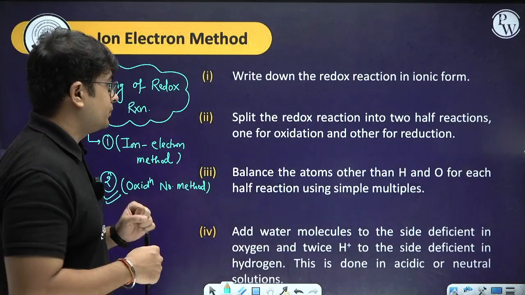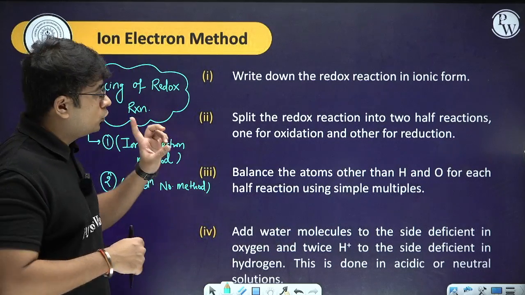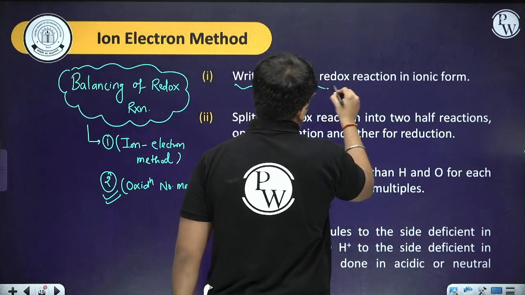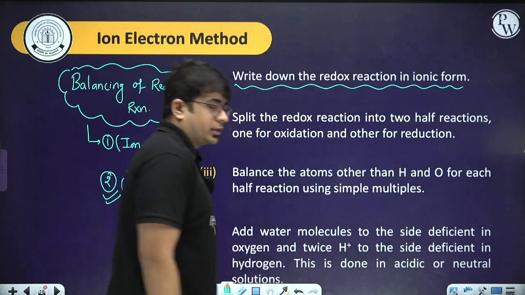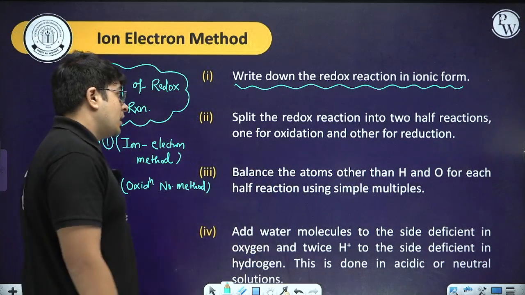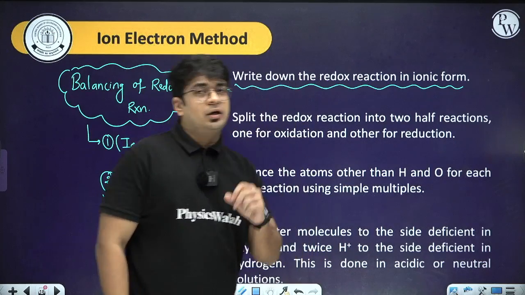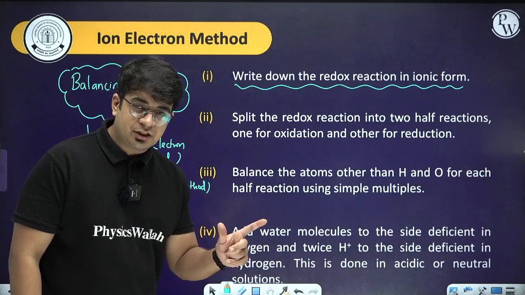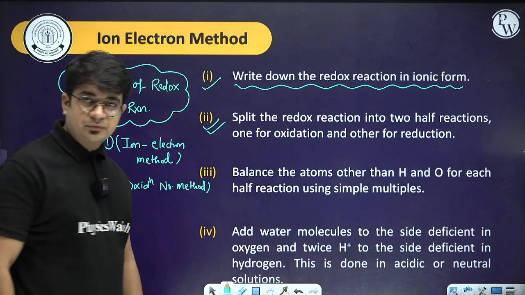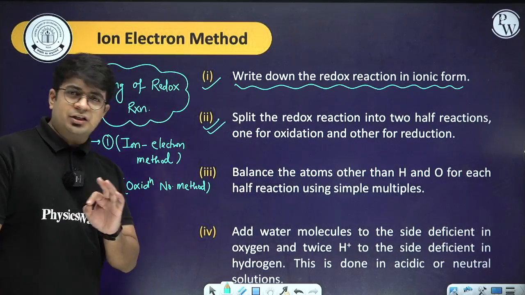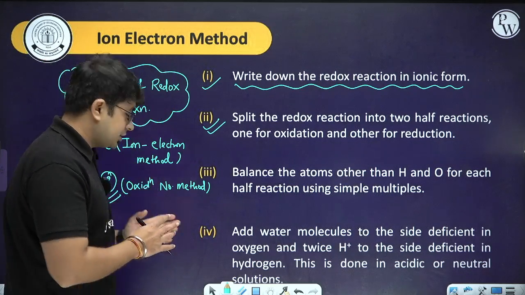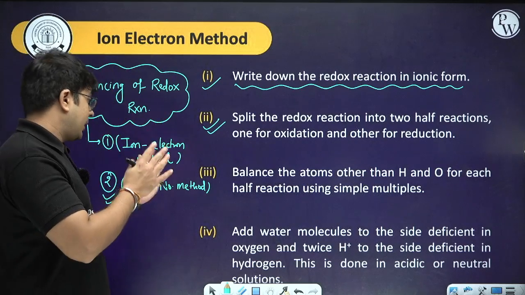So first of all, if you look at the redox type reaction, write down the redox reaction in ionic form. First of all, try to figure out the ionic form of the equation and write it down. Now split the redox reaction in two equal halves. First one will be the oxidation reaction and next one will be the reduction reaction. These two steps are pretty much compulsory in case of the ion electron method. In the oxidation number method this is not required, but in the ion electron method it is required. So you have to split the reaction into two parts and then you start the balancing of the reaction.